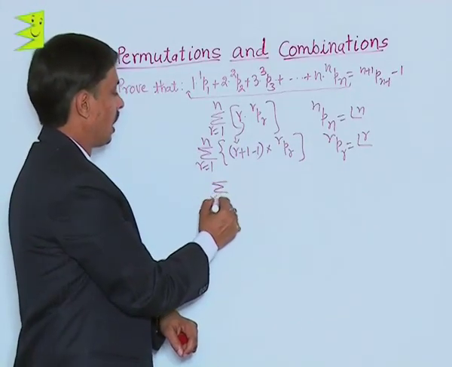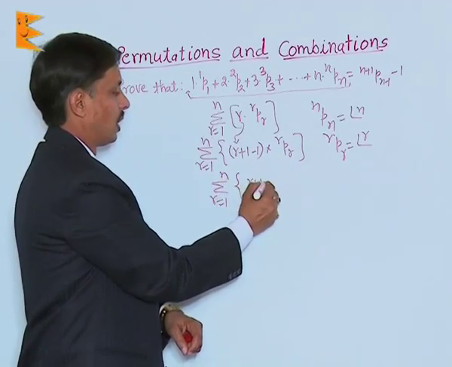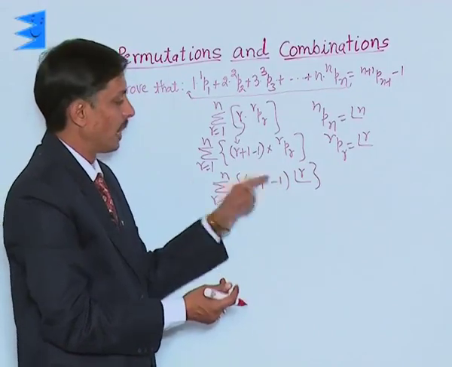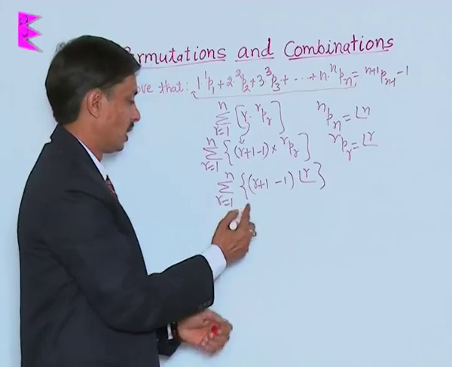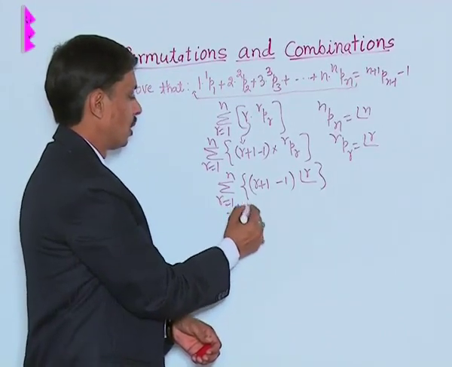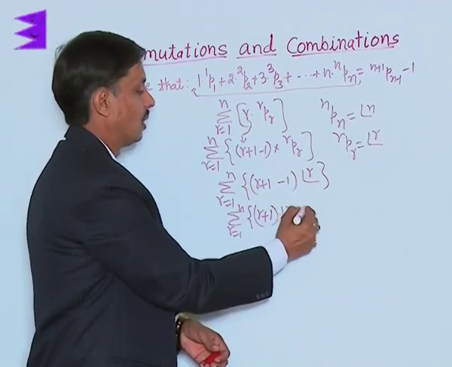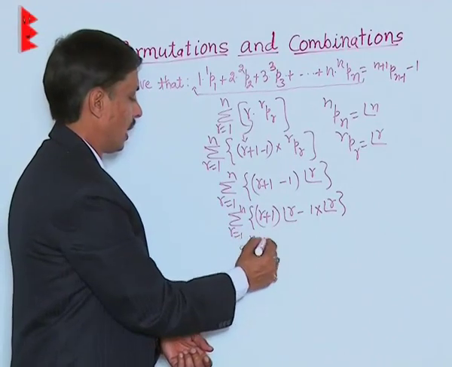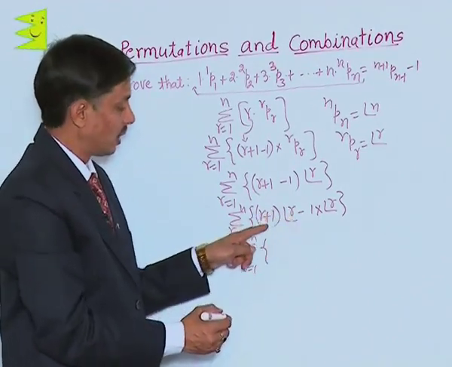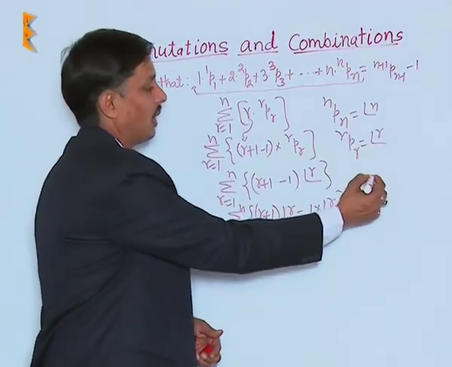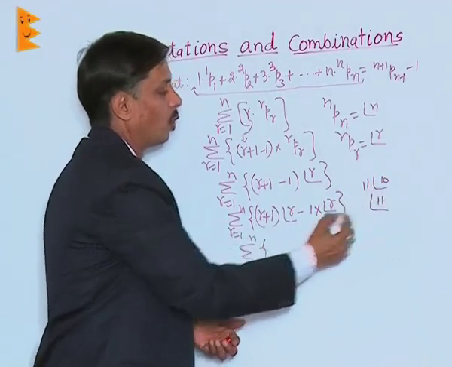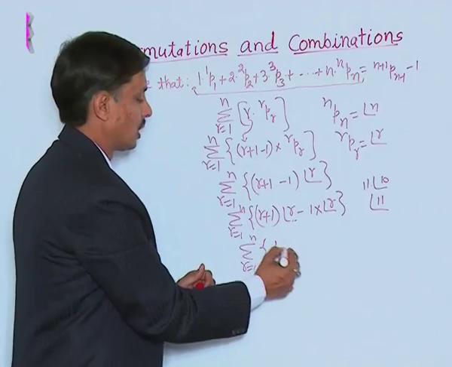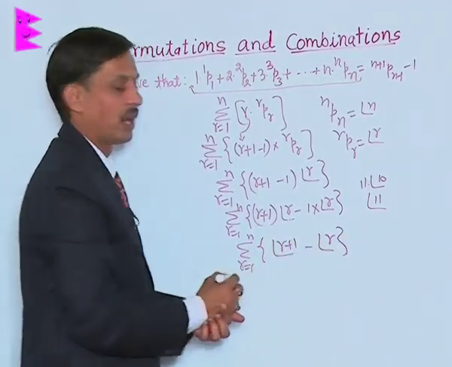So this becomes sigma r equals 1 to n of (r plus 1 minus 1) times factorial r. Factorial r multiplied with minus 1 gives minus factorial r. So the result is sigma r equals 1 to n of (r plus 1) into factorial r minus 1 into factorial r. As we know, factorial r multiplied by a number one more than it, like factorial 10 multiplied by 11, can be written as factorial 11. So factorial r multiplied by r plus 1 gives factorial (r plus 1) minus factorial r.